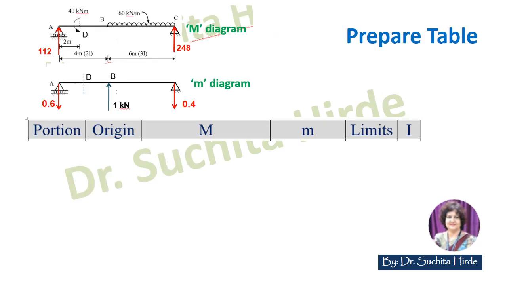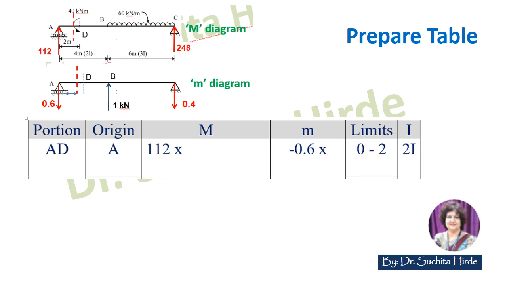Next step is to prepare the table. So you have to write portion, origin, M, which means the bending moment equation due to load, and small m, which means the bending moment equation due to unit load, limits and I. We will write the general equation of bending moment for various parts of this beam. This beam is divided into three parts, AD, DB and BC. First of all, we will write the equation for portion AD.